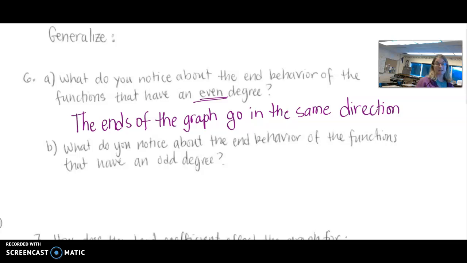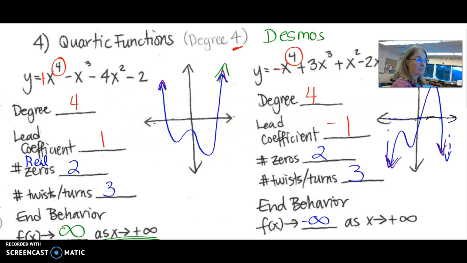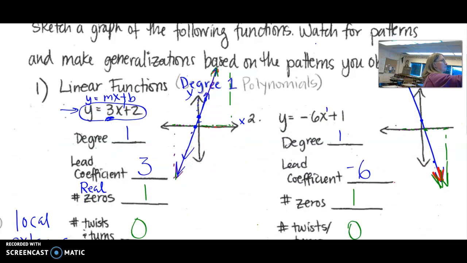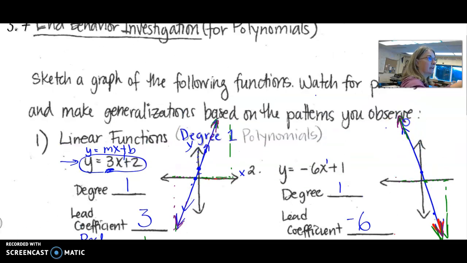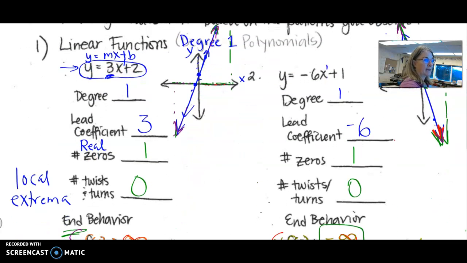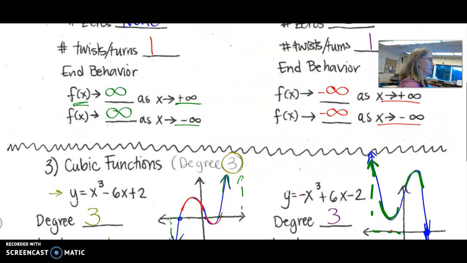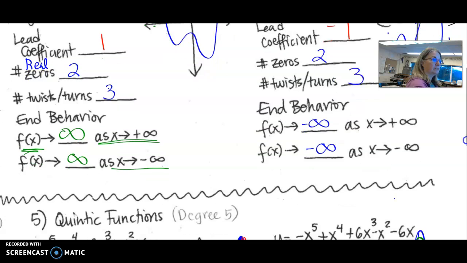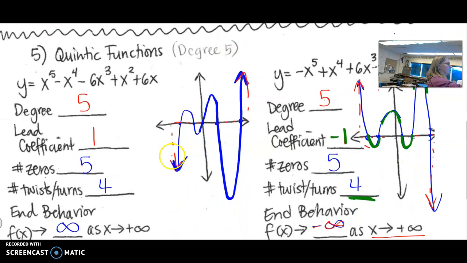And then I want you to take a look at what happened with the odd degree. We did a linear function. One end went to positive infinity while the other end went to negative. Or it could go negative on one side and positive on the other side. Then we had a cubic. Again, the ends, one goes up, one goes down, to positive infinity and negative infinity. Same thing here. And we looked at quintics, which is 5th degree. One end goes up, one end goes down to negative infinity, and same thing with this graph.